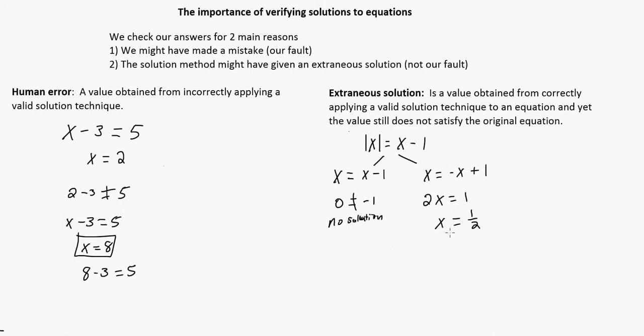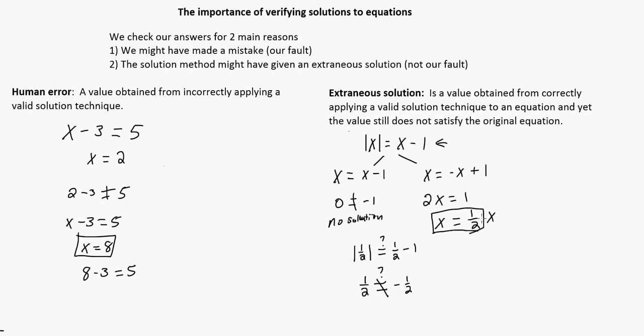Now let's go back and see if this is the right answer to this original equation. So I plug in 1/2. The absolute value of 1/2 equals question mark, 1/2 minus 1. Well, I know the absolute value of 1/2 is simply 1/2. And I also know that 1/2 minus 1 is simply negative 1/2. So it's clear that this value of x equals 1/2 does not solve our original equation. It doesn't satisfy the original equation. So this is an extraneous solution.